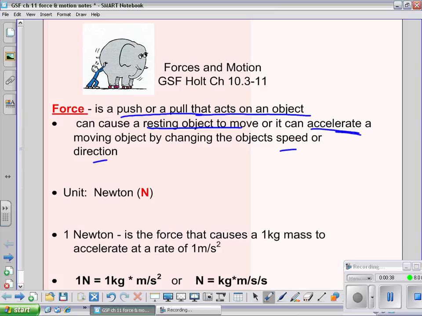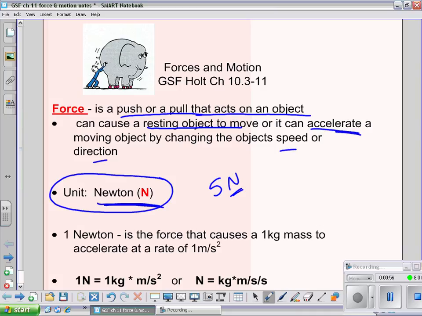Forces, the unit of measurement is a Newton. You want to memorize that. Just like mass is grams and distance is meters, the unit of force is going to be a Newton. So we'll say Joey pulled with 5 newtons of force. That's your label or your unit.